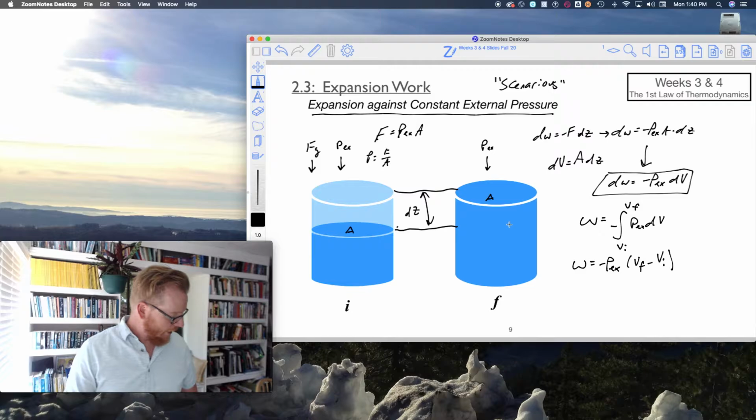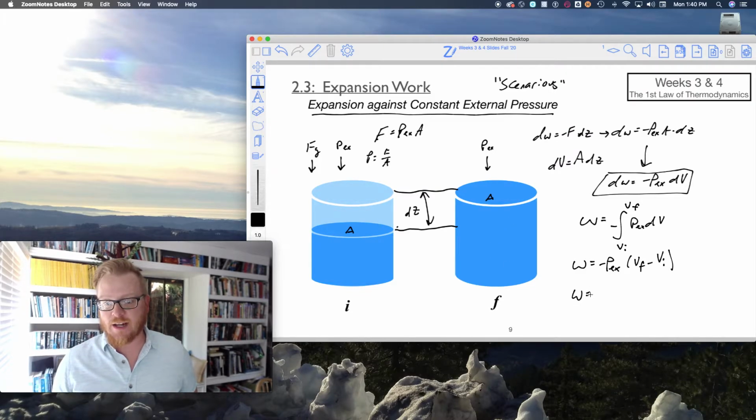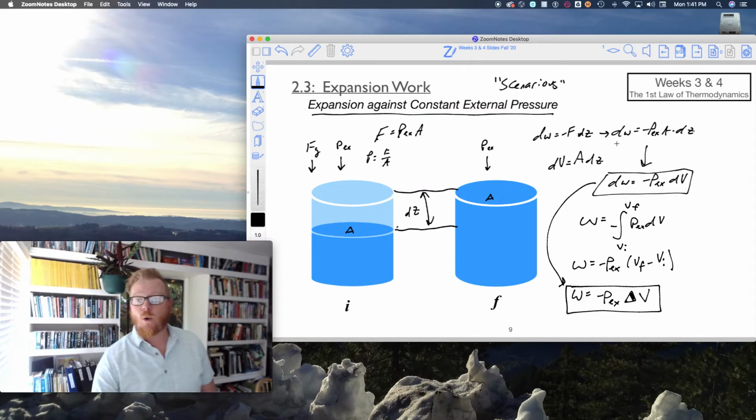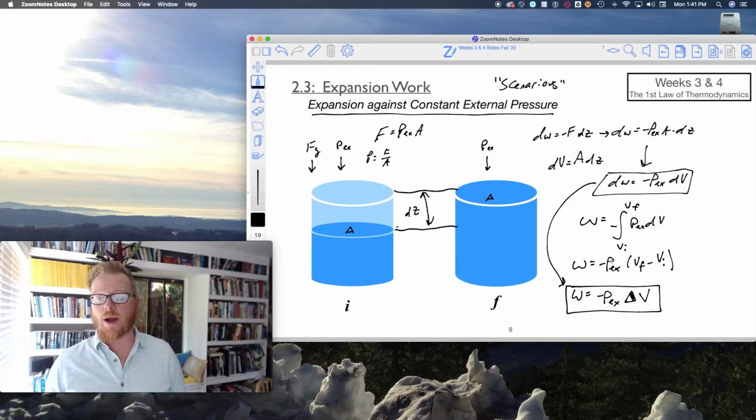Or in other words, for this constant external pressure, this relationship just simply reduces to negative P external times delta V. Okay, I put a little thick line there so you know that it's a delta. So either of these equations work, right? But you can see quite simply, because my pressure is constant, it doesn't influence this integral.